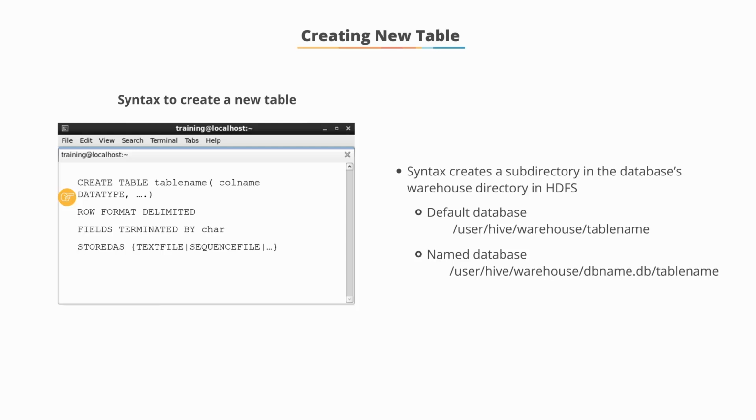The third line of the code is FIELDS TERMINATED BY character, which specifies that each field of data is terminated. For example, tab delimited data would require you to specify fields that are terminated by \t. With the last line of code, STORED AS {TEXTFILE | SEQUENCEFILE}, you may declare the file format to be stored as a text file, which is the default and does not need to be specified.